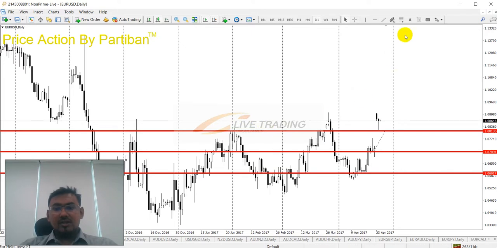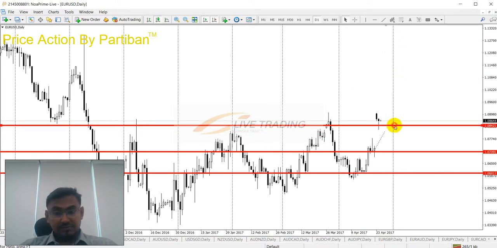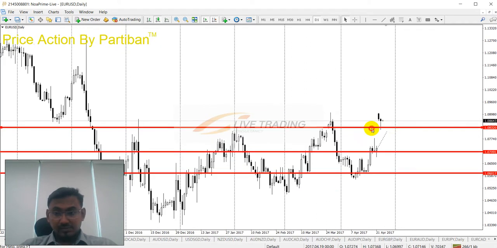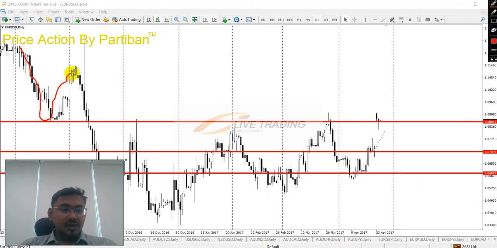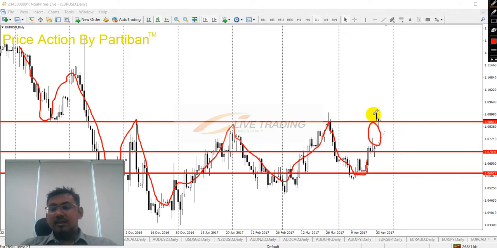Euro USD. It's a very good entry here. Market tries to penetrate, fails, penetrates, retests, again tries to break, fails, tries to break, fails. It took a lot of momentum to break it and then retesting. A lot of buyers entering over here. They're going long on Euro and bearish on USD.